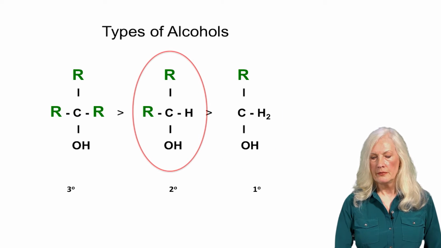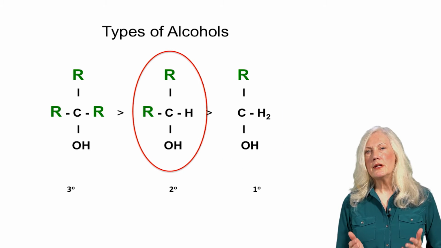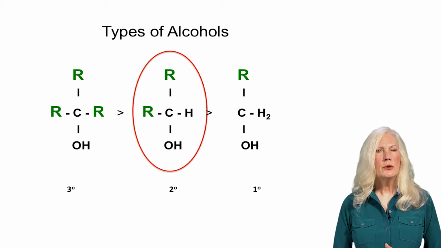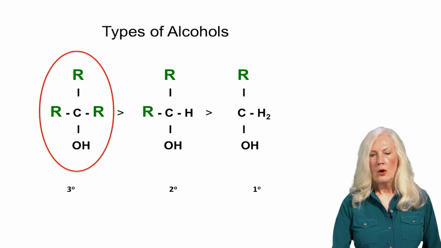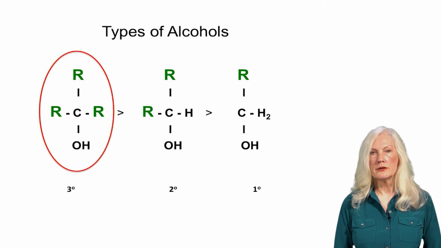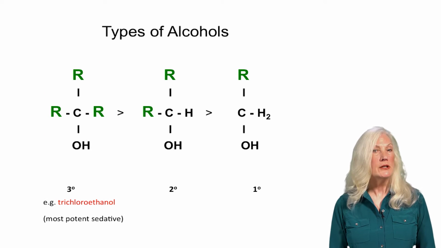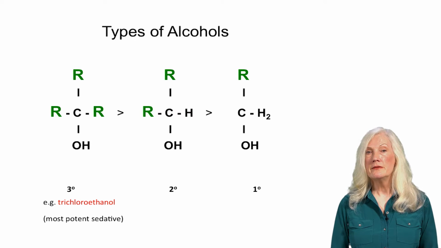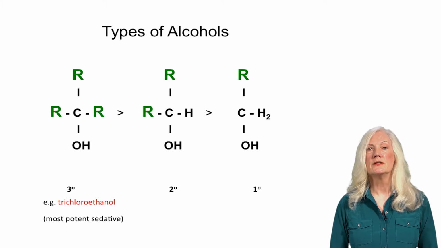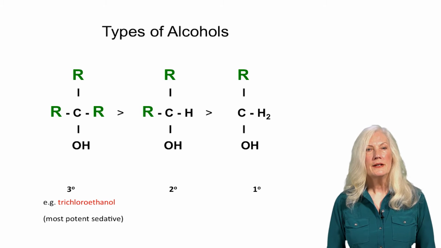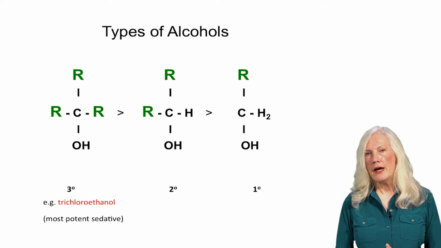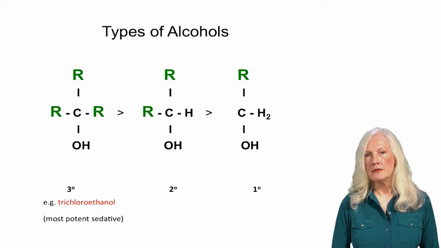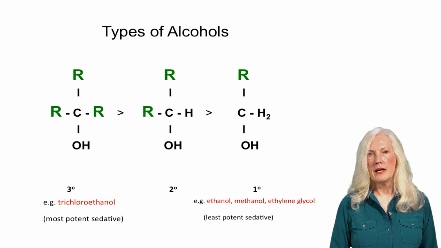Although the word alcohol refers to any of these structures, it's commonly reserved for ethanol, the substance in alcoholic beverages. Now, if you replace the hydrogen ions on the alcohol with more substitutions, you can make either secondary or tertiary alcohols. As the number of substitutions increases and the complexity of the molecule increases, the sedative activity of these molecules tends to increase as well. As a result, tertiary alcohols like trichloroethanol are more potent sedatives than ethanol, for example.